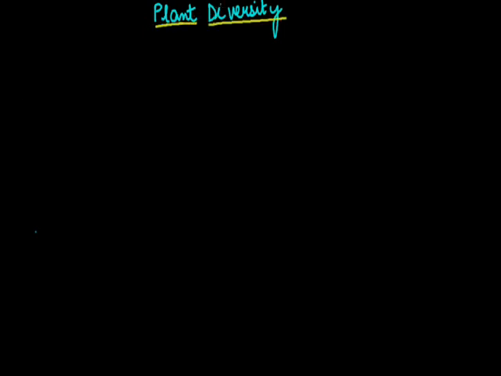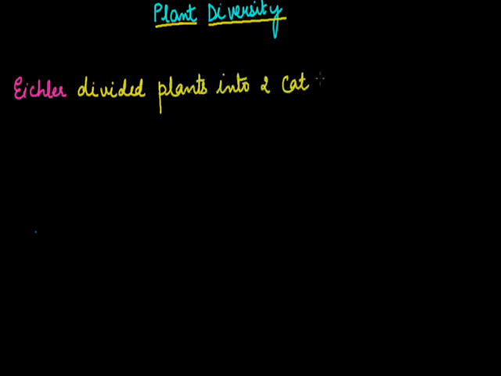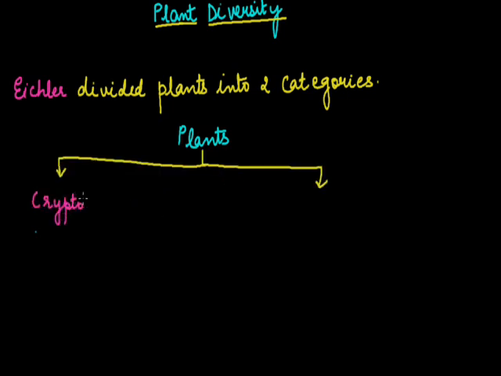Eichler divided plants into two broad categories. These two categories were cryptogamous and phanerogamous.